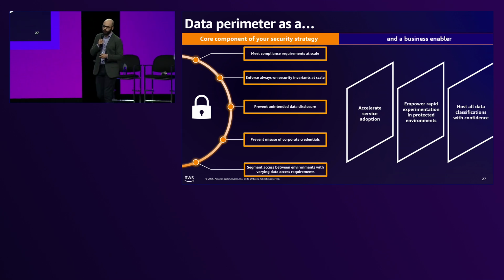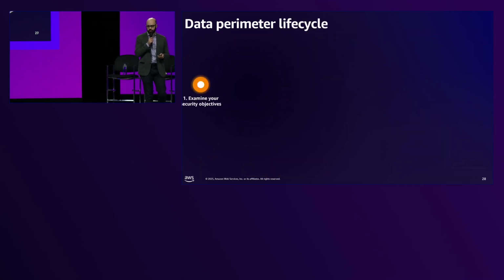So as we have seen together during the first part of this session, we have defined what a data perimeter is. We reviewed some examples of data perimeter controls, and we took a step back to also assess what are the overall benefits of data perimeter controls. So you may now wonder how to kick off your data perimeter journey. So to do that, you can start first by examining your security objectives.